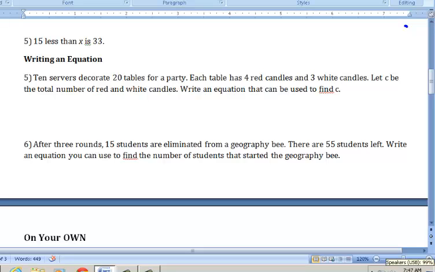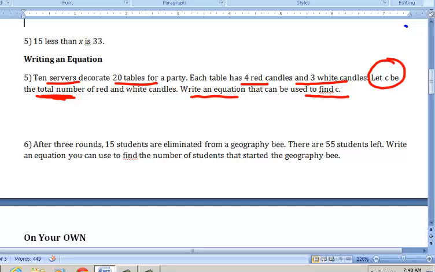Alright, let's go ahead and take a look at the last 2 story problems. First, read the story problem, underline what you need, and then figure out what you have to do. In this case, it says 10 servers decorate 20 tables for a party. Each table has 4 red candles and 3 white candles. They're saying let C be the total number of red and white candles, and they are asking us to write an equation that can be used to find C. Again, remember, C is the total candles, so they want us to find the total candles.